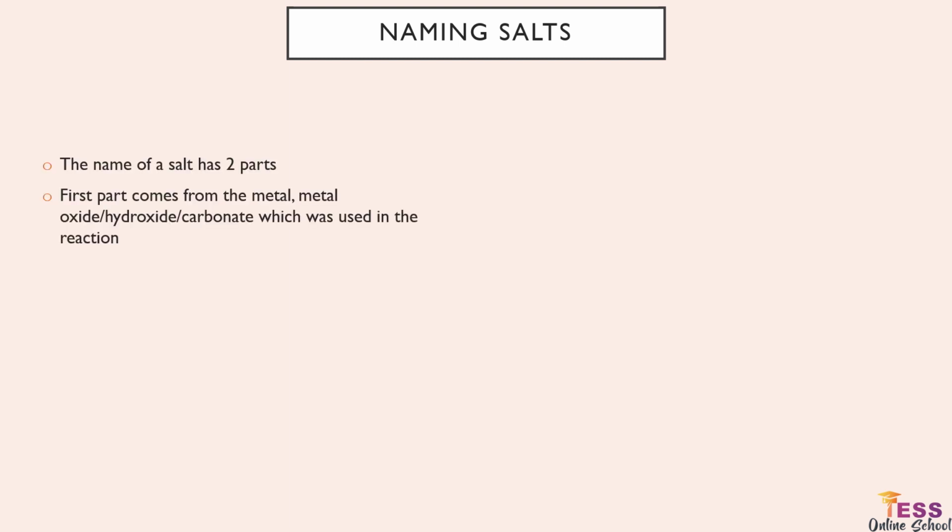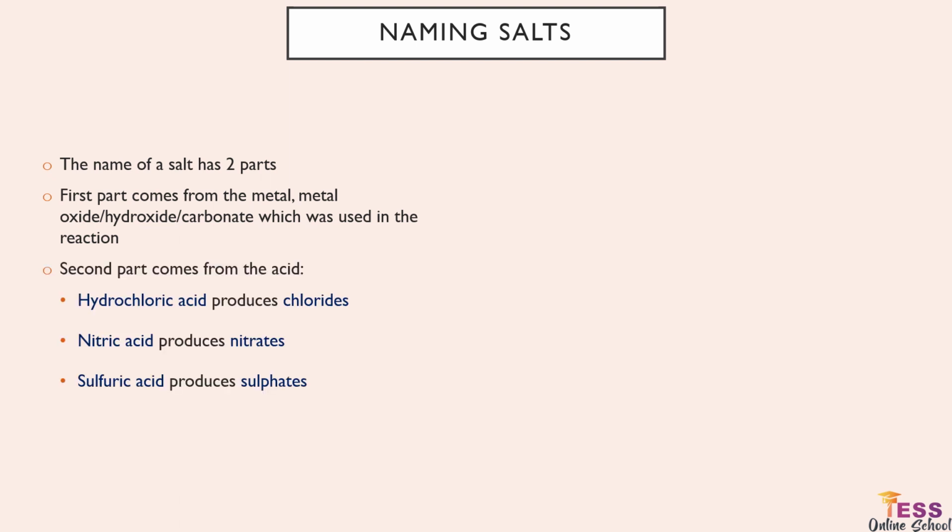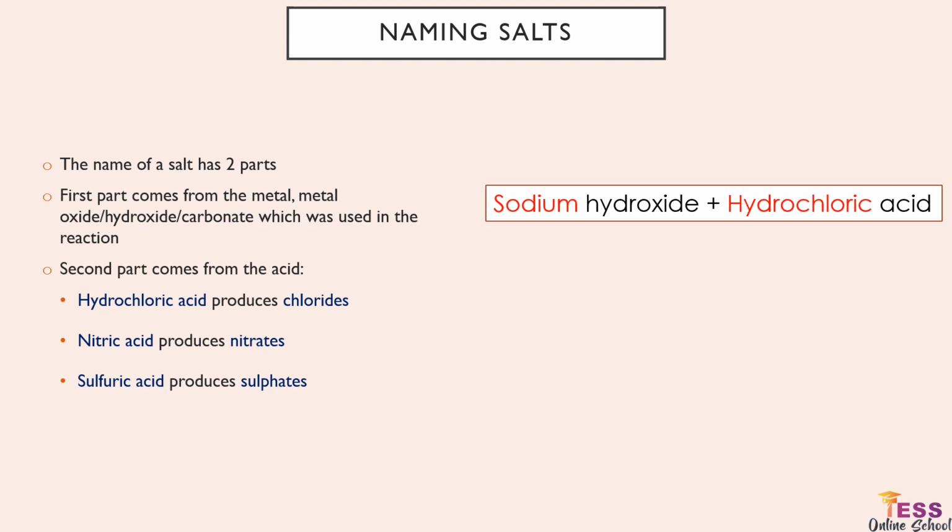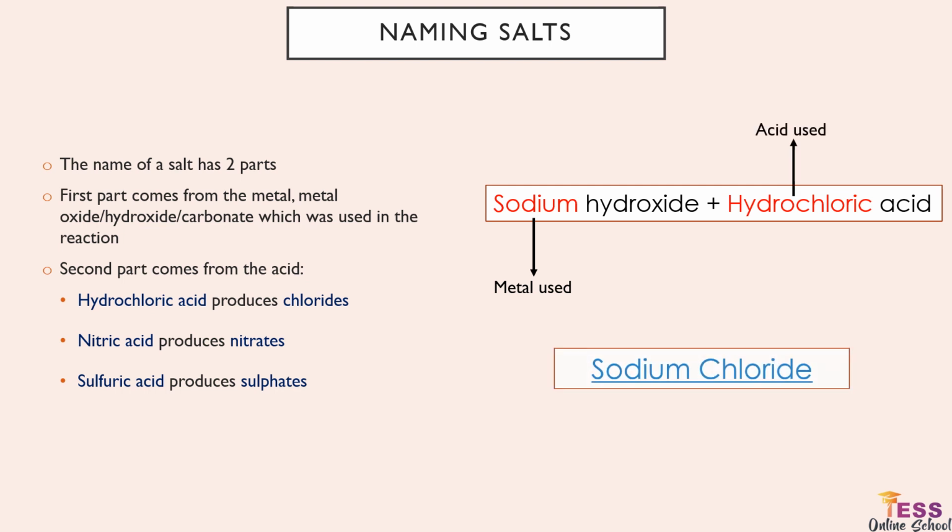Now, sometimes you are required to list the products of a reaction in exam questions, therefore you need to learn how to name salts. The naming of salts has two parts. The first part comes from the metal in the metal compound that was used in the reaction, and the second part comes from the acid used. There are some general names that you have to memorize, so for example, hydrochloric acid produces chlorides, nitric acid produces nitrates, and sulfuric acid produces sulfates. So as you can see in this diagram, sodium hydroxide plus hydrochloric acid would produce sodium chloride, sodium from sodium hydroxide, and chloride from hydrochloric acid.